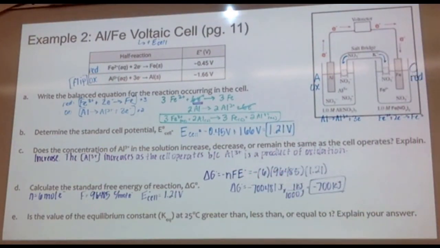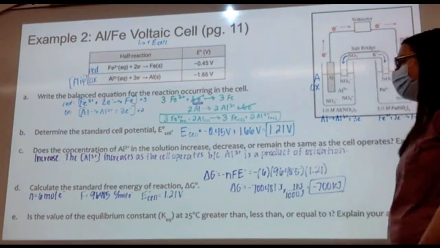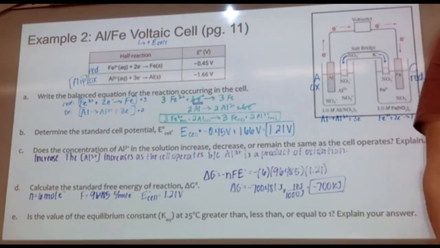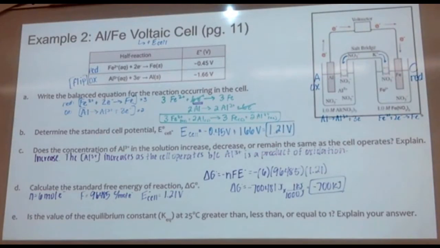And then part E is the value of the equilibrium constant. Greater than, less than, or equal to 1. Explain your answer. Well, if this is thermodynamically favored, it is spontaneous. If it's spontaneous, reactants form products. So products are favored. Products are favored. How does K compare to 1? Greater.